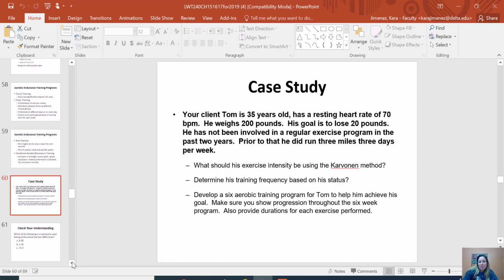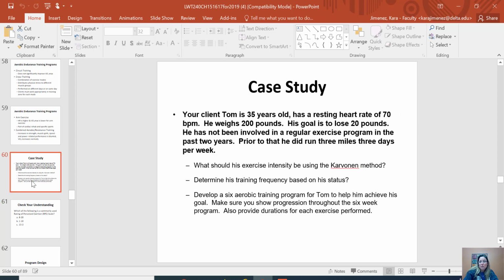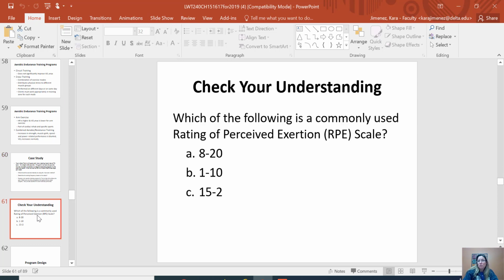Okay, and then also, what are your answers to your check your understanding? This first one about RPE. Okay, so answering those 2 slides. So we will talk about those tomorrow when we meet in our face-to-face virtual classroom meeting.